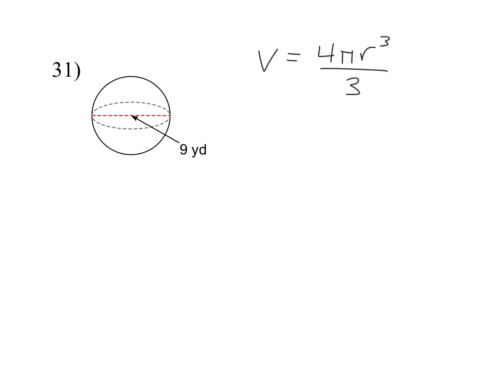There's only one radius. It is divided by 3. What's happening to the radius? It's cubed. It's cubed, right? All the other ones were squared. Okay, this one happens to be cubed, so don't forget that.